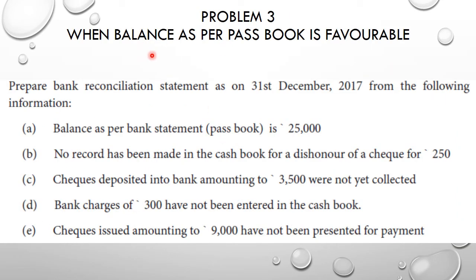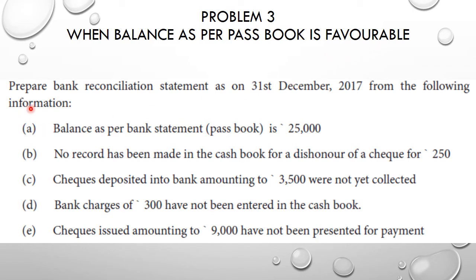Problem 3. When balance as per passbook is favorable. So now just think what we have learned. Balance as per passbook is favorable. So here the format is to be reversed. The format is to be reversed.